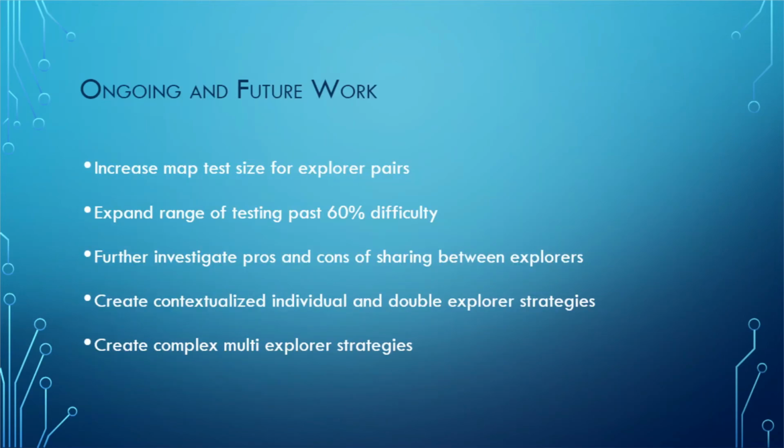Our ongoing and future work include increasing the map test size for explorer pairs to further reduce error, to expand the range of testing past 60% difficulty to see whether or not the efficiencies continue to converge, to further investigate the pros and cons of sharing between explorers by creating more strategies that have sharing counterparts, to create contextualized individual and double explorer strategies. These could include always turn left when reaching an obstacle, or always go straight. And finally, creating complex multi-explorer strategies which include more than two explorers.